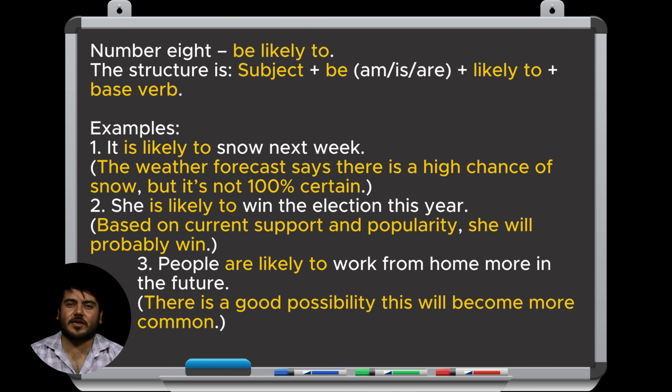Number 8, be likely to. The structure is subject plus be plus likely to plus base verb. Examples: It is likely to snow next week. The weather forecast says there is a high chance of snow, but it is not 100% certain.